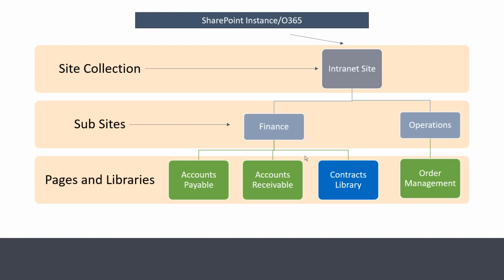Now, as we keep going down through the hierarchy, we see the assets that are connected to each of the subsites. In this example, finance has two pages. They have a page for accounts payable information, they have a page for accounts receivable information, and they have a library for all of their contracts. And the operations subsite has a page for their order management department. The people who access their operations subsite have access to their order management pages. And the people who can access their finance subsite have access to their accounts payable, their accounts receivable, and their contracts library.